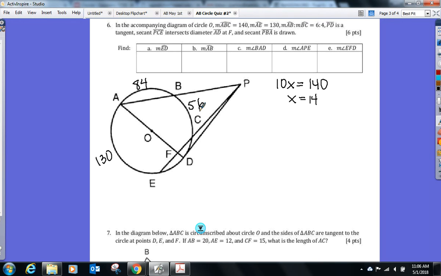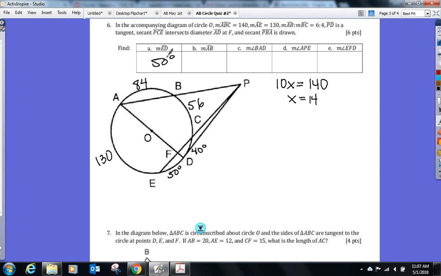This is a what right here? AOD. Diameter. What's a half circle measure? That's 180. This part's got to be 50. Again, same thing. This arc right here will measure 180 degrees, and I already have 84 and 56, so CD has got to be 40 degrees. So I've already answered part A. That was 50 degrees. Everyone all right where I got these arcs from?